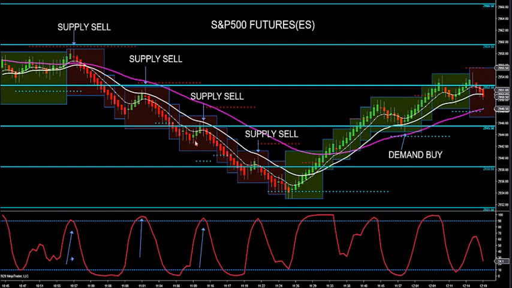Broke through my demand line, old demand becomes new supply, rotated back up, never closed above it, red reversal bar, there's another one. Then it had another one. Broke through, straddled it, never closed the whole body candle above it. Red reversal bar, down. Then we had a reversal, comes back up through with speed bars.